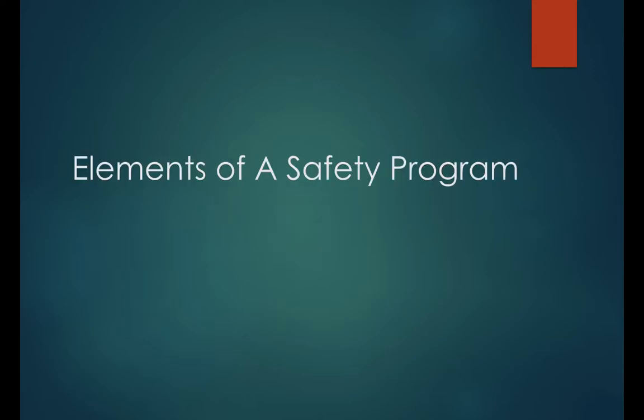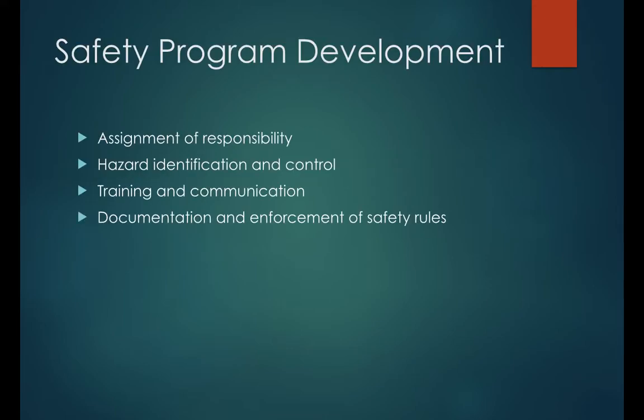Let's get started. So, what are the elements of a safety program? Some elements are assignment of responsibility, hazard identification and control, training and communication, documentation and enforcement of safety rules.